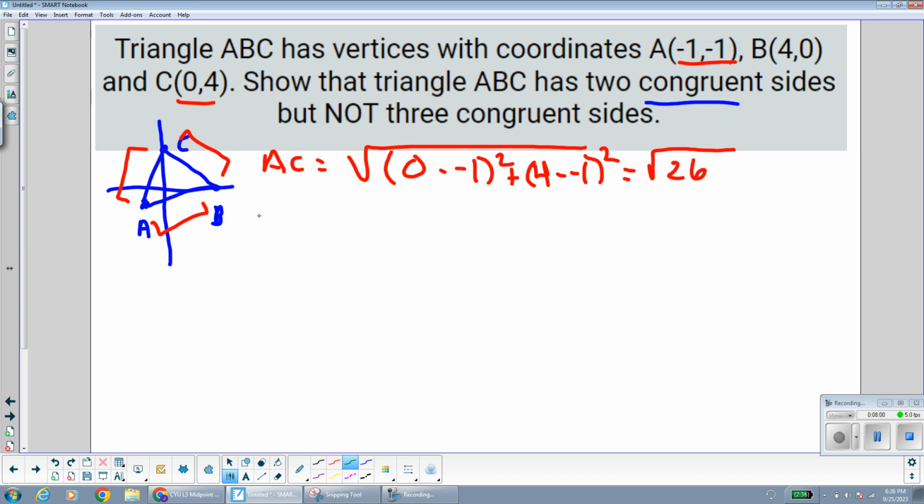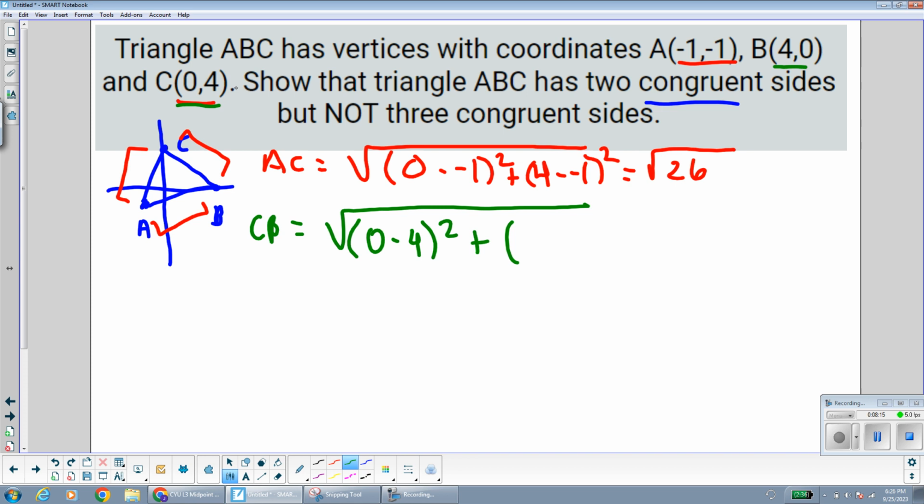Okay, now I'm going to do side CB. So CB is with these two coordinates. So x2 minus x1, that would be 0 minus 4 squared. y2 minus y1, 4 minus 0 squared. And once again, I'm just going to type in everything that's underneath the radical exactly the way I see it. 0 minus 4 squared plus 4 minus 0 squared. And I got 32 for what's underneath the radical. And once again, radical 32 doesn't simplify to be a whole number. It's not a perfect square, so I'm just going to leave it as is.